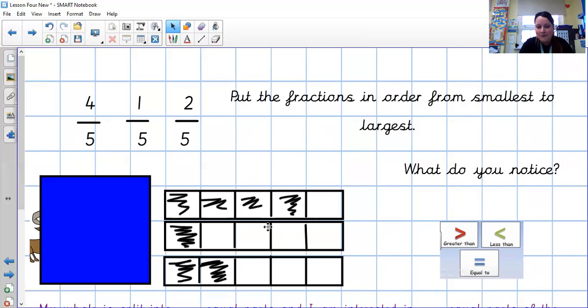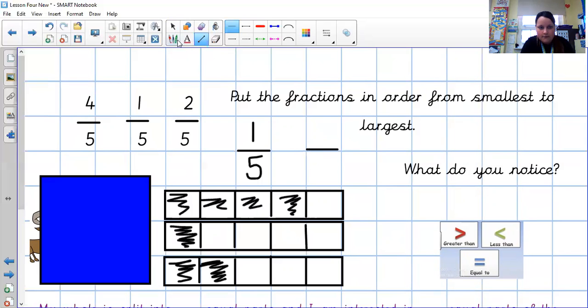So looking at our bar models, our pictorial representations, which is the smallest fraction? Hopefully you can see that it is 1/5. So I'm going to write 1/5 first. I'm just going to do it here. Okay, make sure I'm writing my fraction correctly. If you spot any mistakes, let me know. So I write my denominator, which is 5, my numerator, which is 1. Okay, then I'm going to write the next smallest fraction. So I can see that that would be 2/5. So I'm going to write 2/5 next. I'm going to write my denominator, which is 5, my numerator, which is 2.